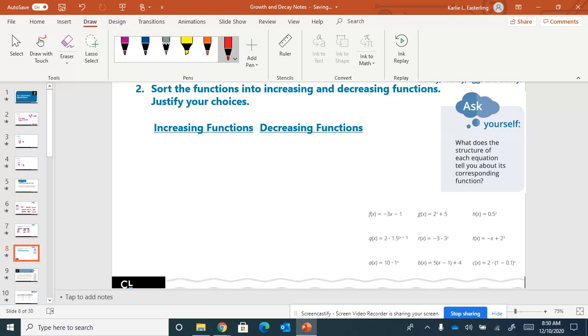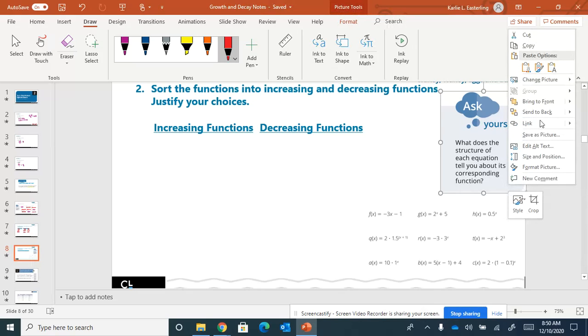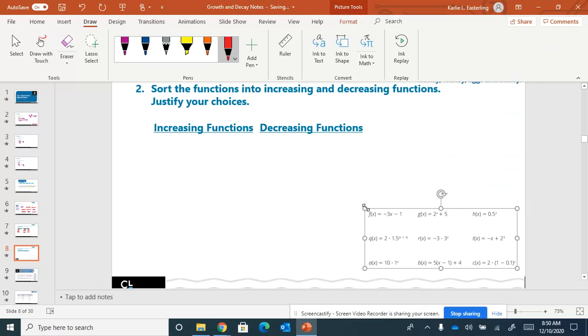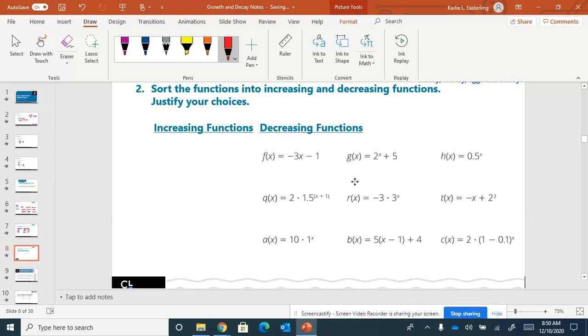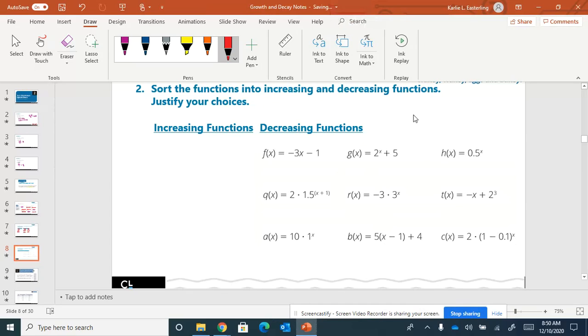So we're now going to sort the functions into increasing and decreasing functions. Whenever we're looking at those linear functions, let's see if I can make this picture over here a little bit bigger. And we'll just do increasing first. So y'all know with linear lines, if your slope on a linear line is positive, it is an increasing function. Slope is negative, it's a decreasing function.